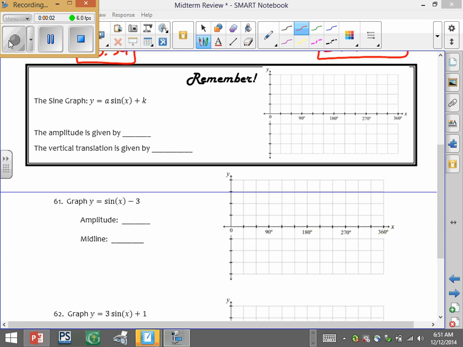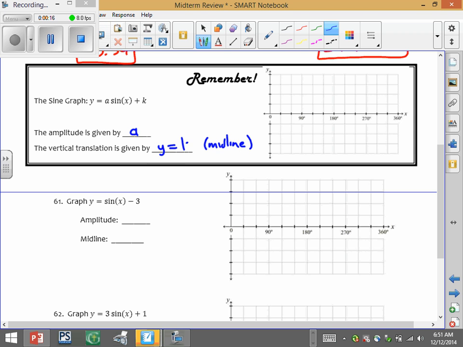This quick review will go through our sine and cosine curves. Remember, the amplitude was always the number in front of the sine or cosine, and the vertical translation, we also called this the midline. That was the equation y equals k. So that number at the end kind of told us how far up or down to go.